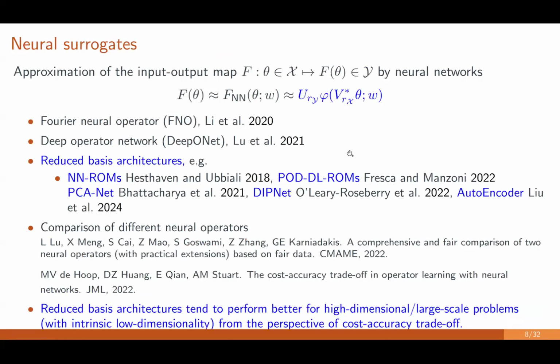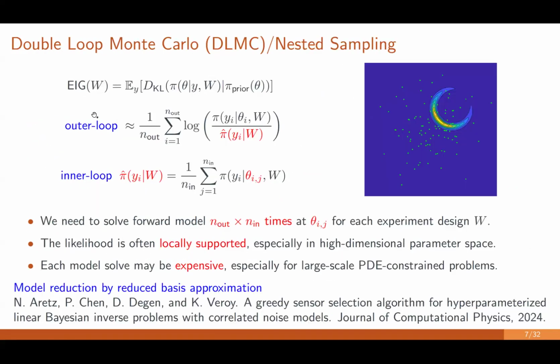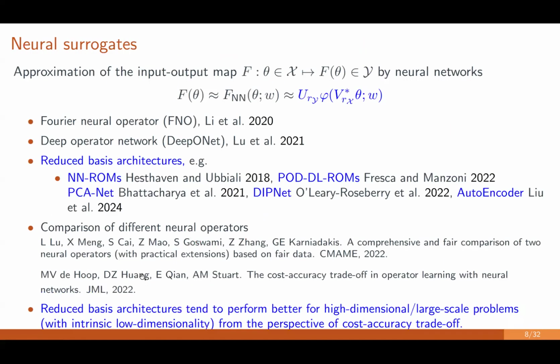But let's say if we want to evaluate this EIG, right? This model is quite expensive. Using a neural surrogate, we can approximate this parameter to observable map very fast with relatively high accuracy. So let's say here we have a map. This map is going from our parameter to the observable by a certain neural network, which we denote as a neural network parameterized by some neural network weights W.